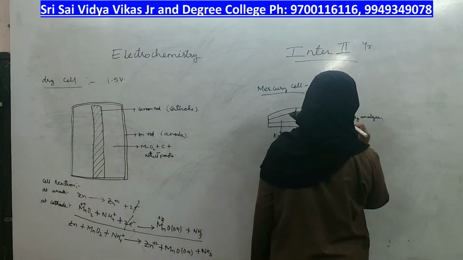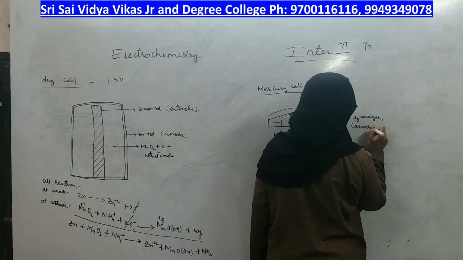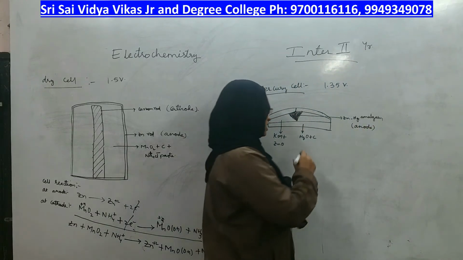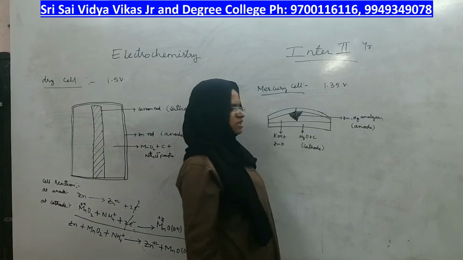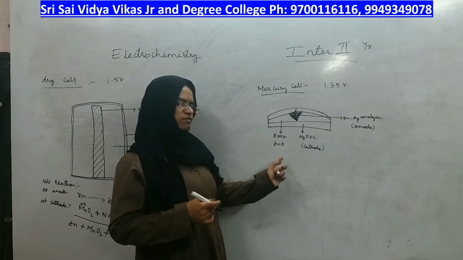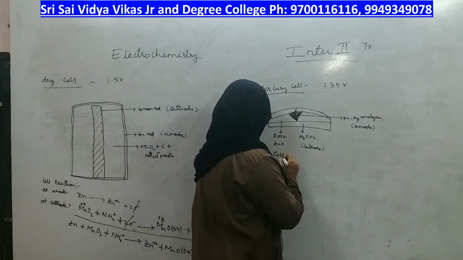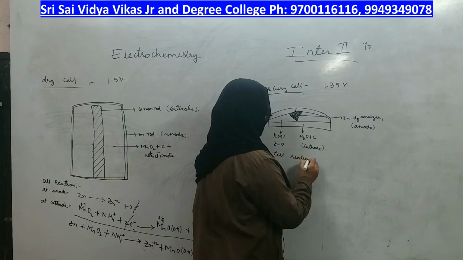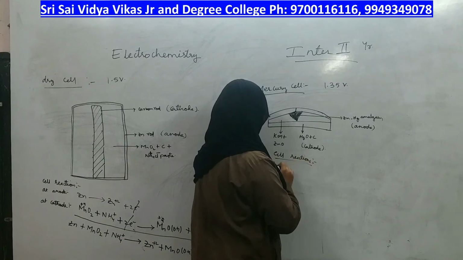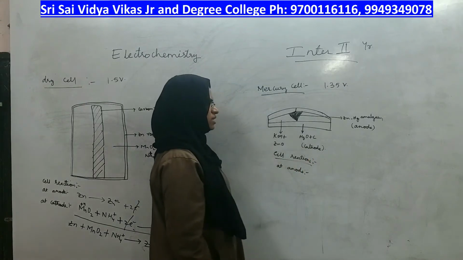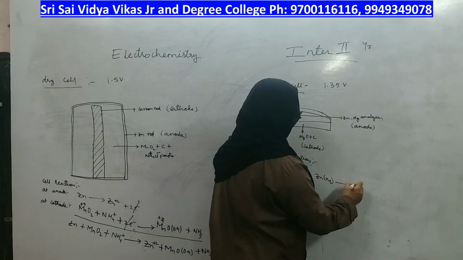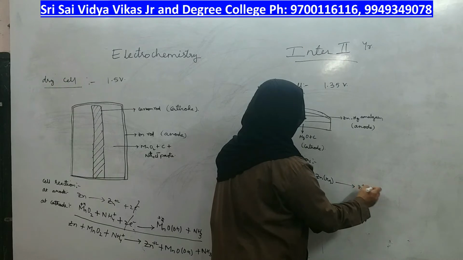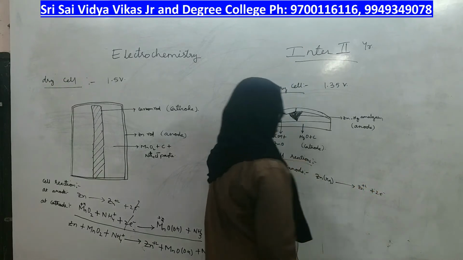The mixture of zinc and mercury amalgam acts as the anode, therefore it should undergo oxidation, and mercuric oxide plus carbon acts as the cathode, therefore it should undergo reduction reactions. The same type of reactions we should write even for the mercury cell. Write the heading, cell reactions. Next, at anode. Who is the anode? Zinc mercury amalgam. From that zinc mercury amalgam, zinc undergoes oxidation to become Zn plus 2 and loses 2 electrons.